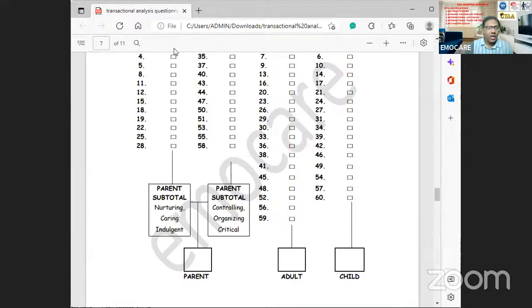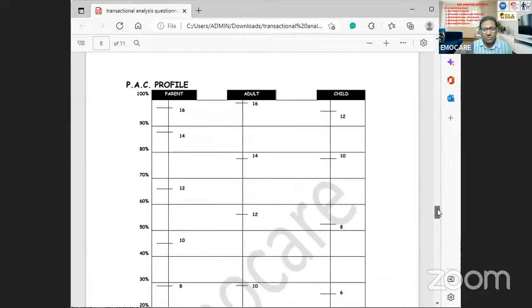Understand? Suppose year 4, so write 4 here. Year 5, write 5 here. 5 and 4, 9, put it here. Then calculate and put it here. Then come down.